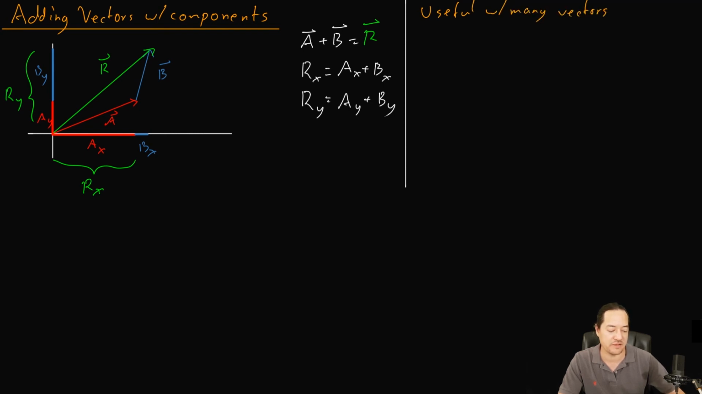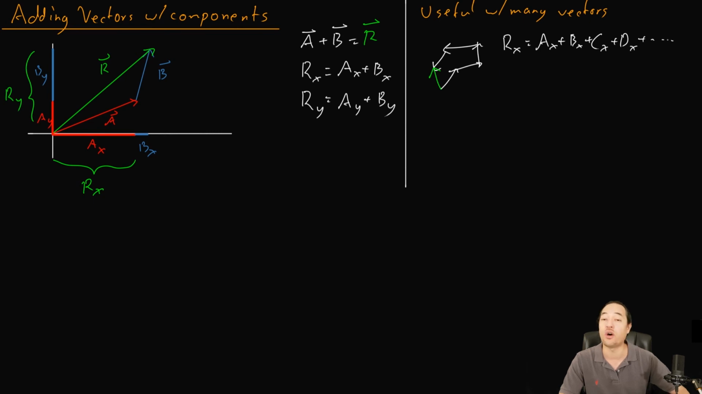When you have many vectors, then maybe you have a situation where you have a vector here, and then a vector here, and a vector here, and a vector here, and a vector here. And then you need the resultant vector, which is something like this, right? Well, in this case, you can add up all of the components all at once, where R sub x is going to be equal to A sub x plus B sub x plus C sub x plus D sub x plus any other vectors that you're adding on. And the same thing will go for R sub y.